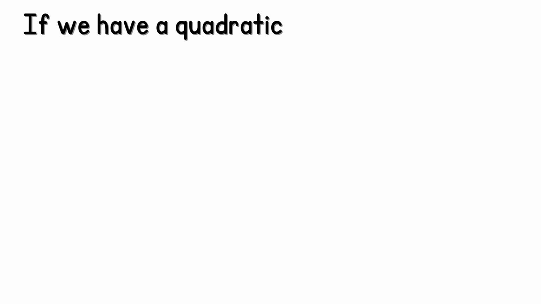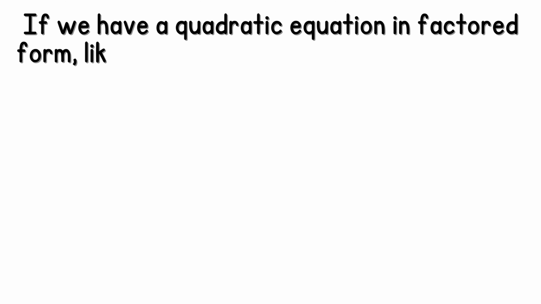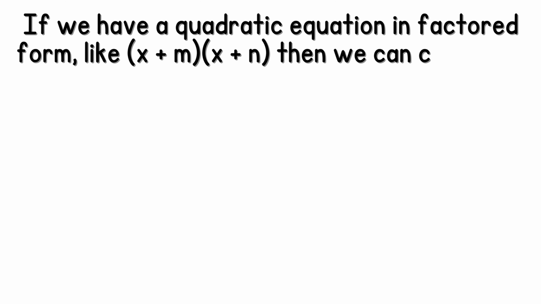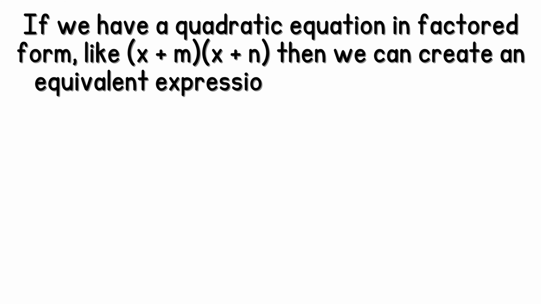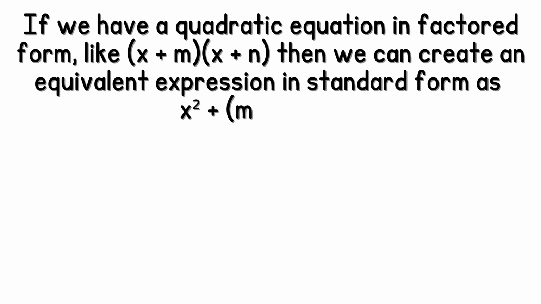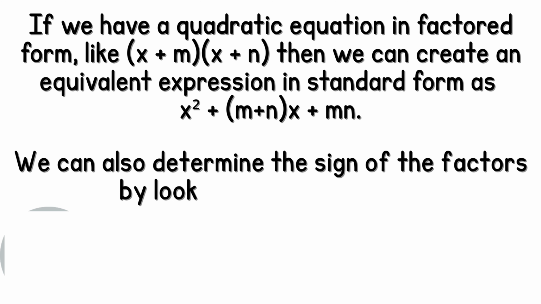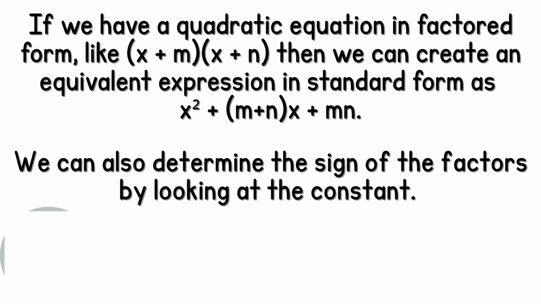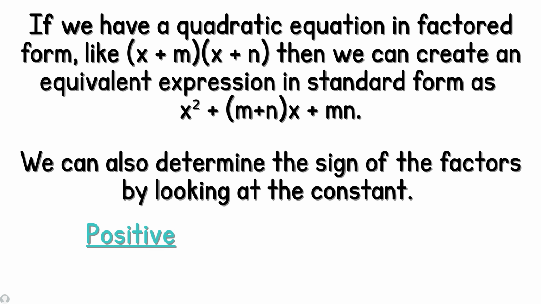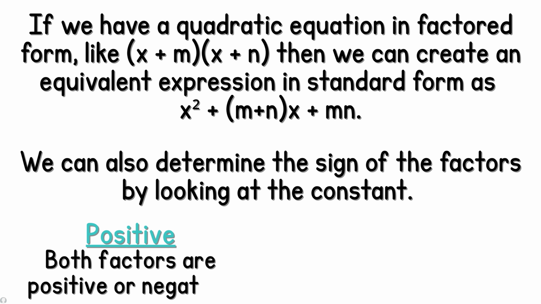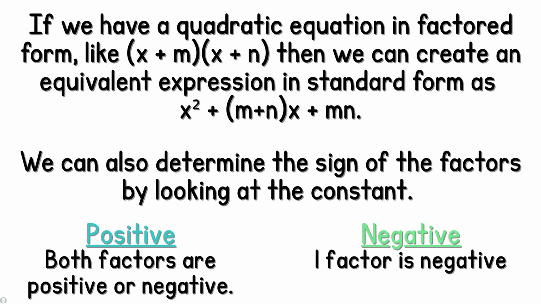So if we have a quadratic expression in factored form, like (x + m)(x + n), then we can create an equivalent expression in standard form as x² + (m + n)x + m·n. We can also determine the sign of the factors by looking at the constant. If the constant is positive, then both factors are either negative or they're both positive. If the constant is negative, then one factor is negative and one factor is positive. So we'll keep this in mind as we look at some examples.